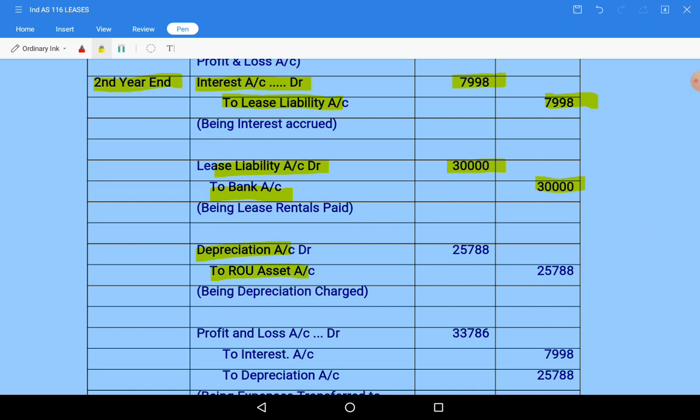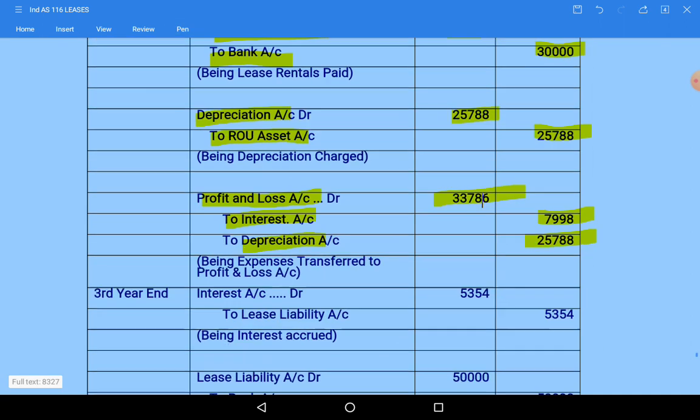Depreciation to right of use asset account, 25,788, straight line method same. Lastly, profit and loss account debit to interest and depreciation: interest 7,998 and depreciation 25,788, together 33,786 will be transferred to P&L account at the end of second year.